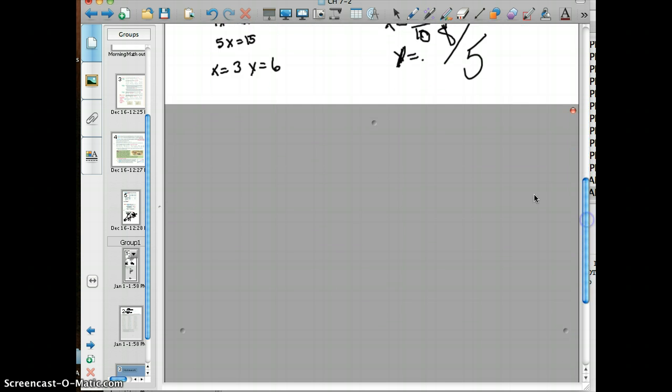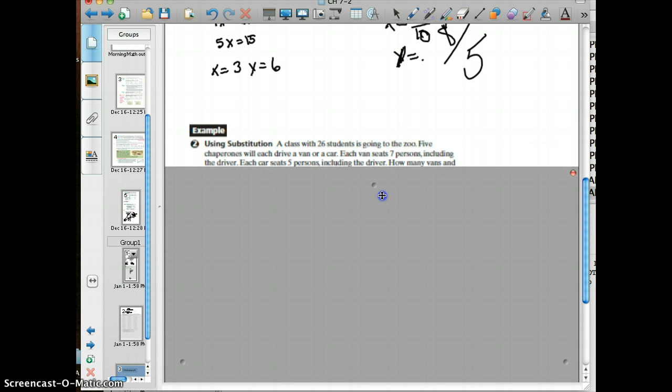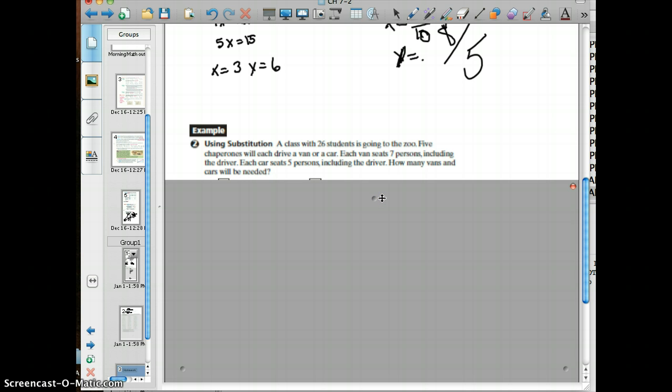Let's look at the second example because this is a word problem, and this is where substitution would come into play. So we have a class of 26 students going to the zoo, 5 chaperones who can each drive a car or a van. Each van seats 7 people, including the driver, and each car seats 5 people, including the driver. Okay, so how many vans and cars will be needed?